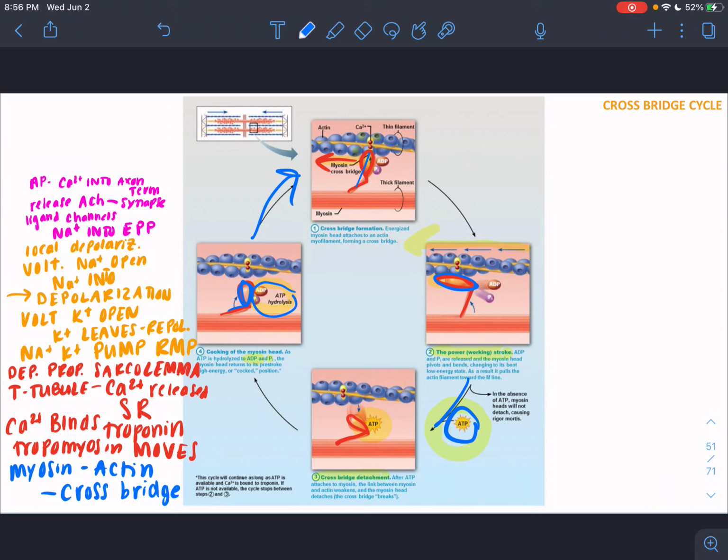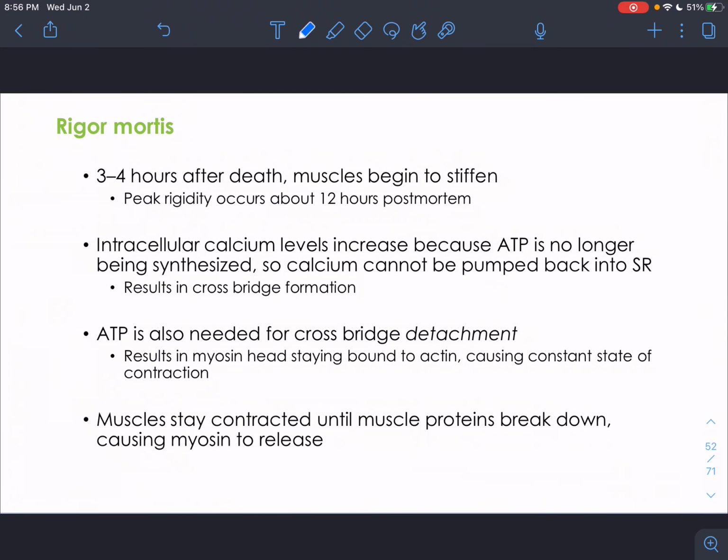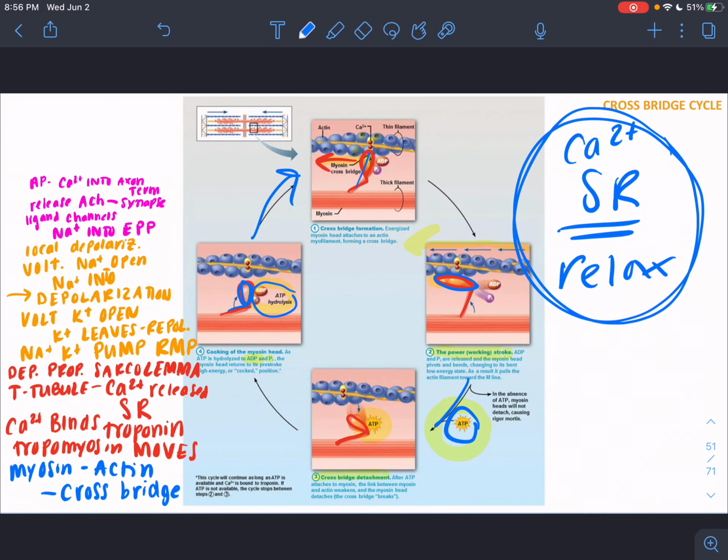Okay, so we want to use energy to pump calcium back into the sarcoplasmic reticulum to allow the muscle to relax. Okay, the only way the muscle is going to relax is if calcium is pumped back. Okay, so you should be able to go through this step by step and tell me exactly what's happening where.